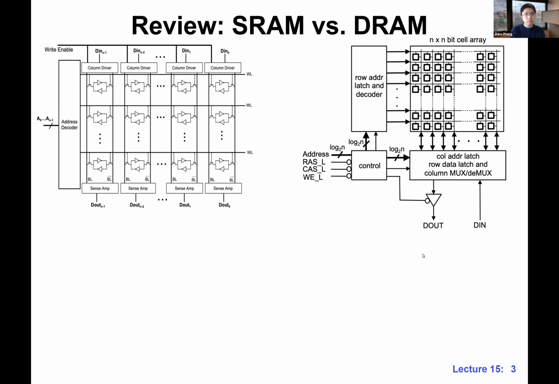So with that in mind, which one is more expensive in terms of area, SRAM or DRAM? DRAM? Let's focus on one specific bit cell. How many transistors do we have per bit cell in the SRAM? Let's be more concrete. Very good. That's called a 6T bit cell.